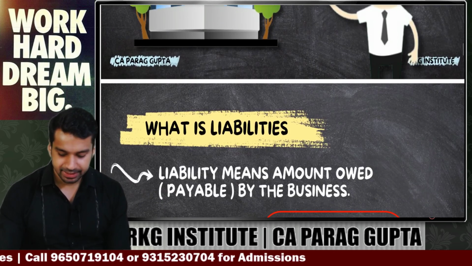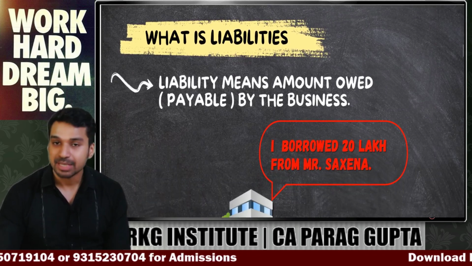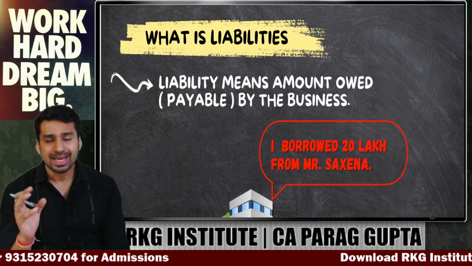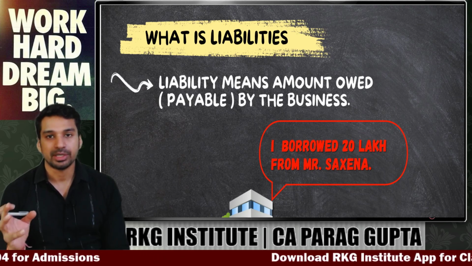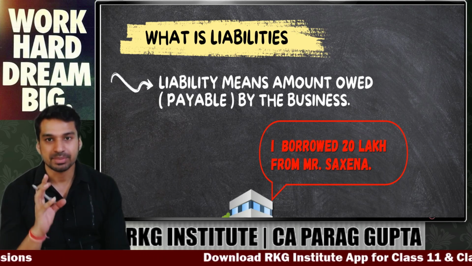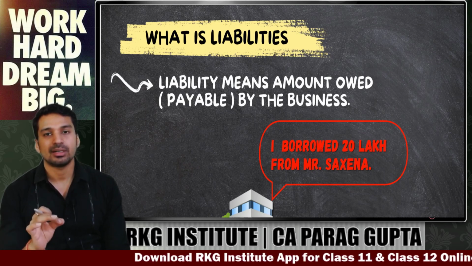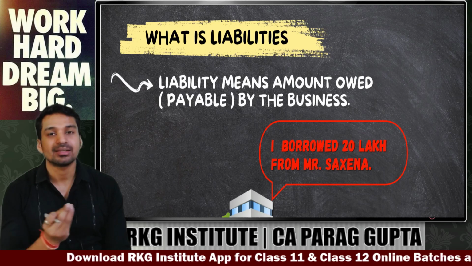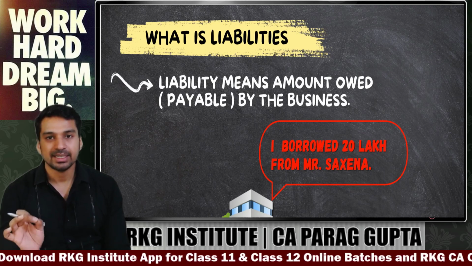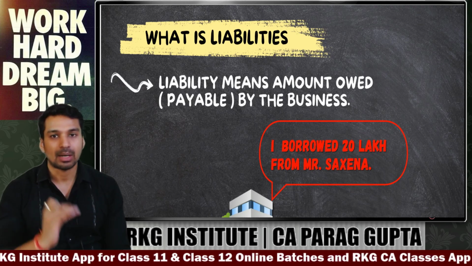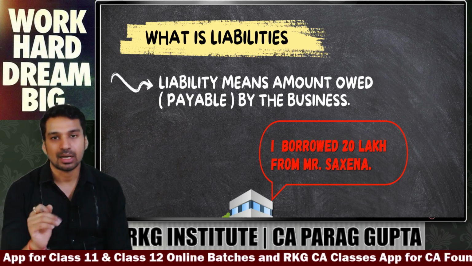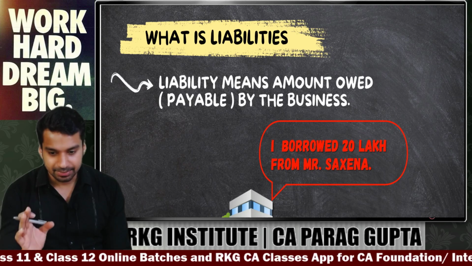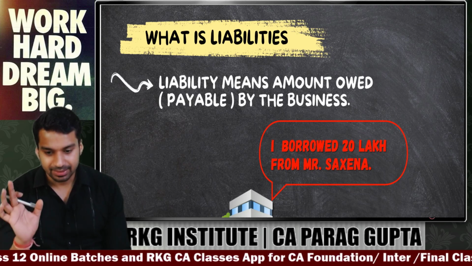Sir, what is liabilities? You will hear this term liabilities many a times. Liabilities you can relate with the term burden. Means for business, anything which is a kind of a burden is known as liability. So liability is, in simple terms, amount payable to anyone outside. So liability means amount payable by the business.